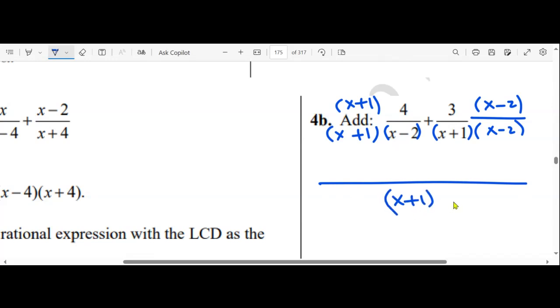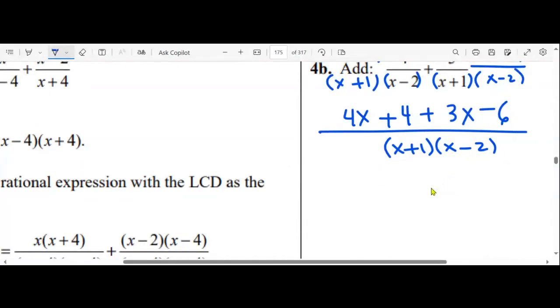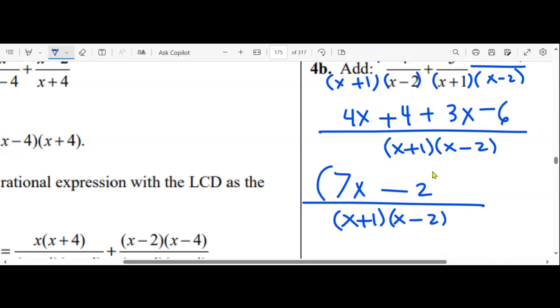x plus 1 times x minus 2. 4 times x, how much? 4x. Plus 4. 3 times x, how much? 3x. 3 times 2. Minus 6. Can you combine like terms? Yes. What do you get? 7x minus 2 over what? x plus 1 times x minus 2. Excellent. Can I cancel the 2 with the 2? Why? There is a boundary. Clear? Move on.